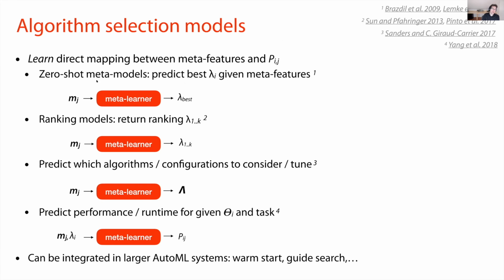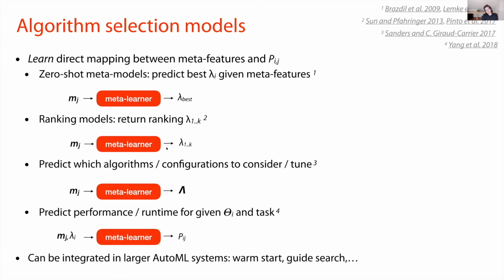So for instance, you can have zero-shot models which predict the best configuration given some meta features. So you have your data set, you measure some things about it, the task embedding. You give the task embedding to the meta learner, which will then tell you which is the best algorithm to choose, for instance, or which is the best imputation method to use, or which is the best feature selection to use. So you can train these meta learners to answer these kinds of questions.